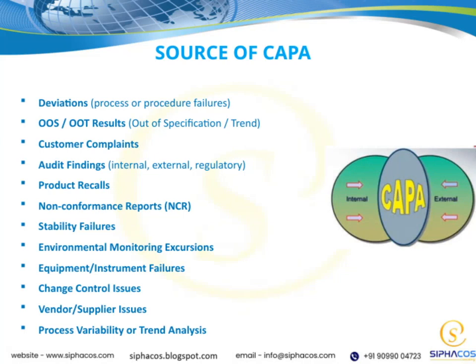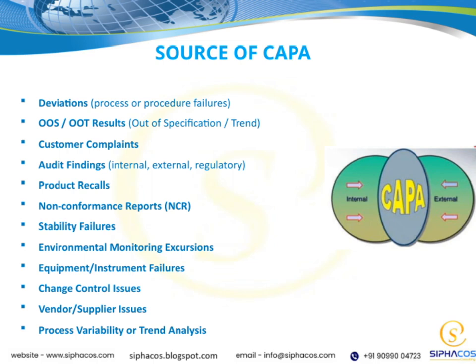When it comes to identifying the source of CAPA, or corrective and preventive actions, there are several key areas to consider. First, deviations are a common starting point. These are process or procedure failures that indicate something isn't working as it should. Next, we look at out-of-specification or out-of-trend results, which tell us when test results fall outside acceptable limits or show unusual patterns over time. Customer complaints are also a valuable source, as they often highlight issues directly from those using our products. Audit findings, whether internal, external, or regulatory, can reveal gaps or non-compliance that need addressing.